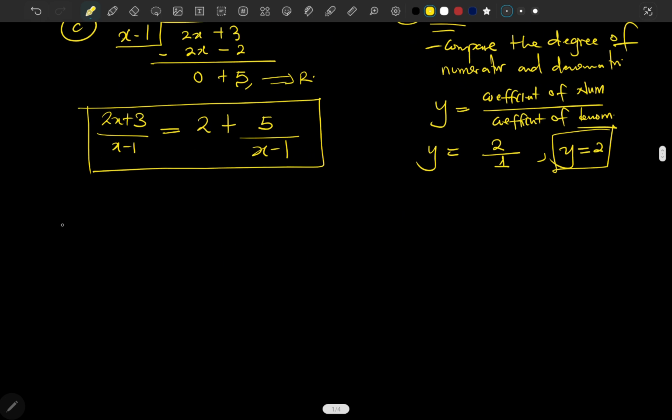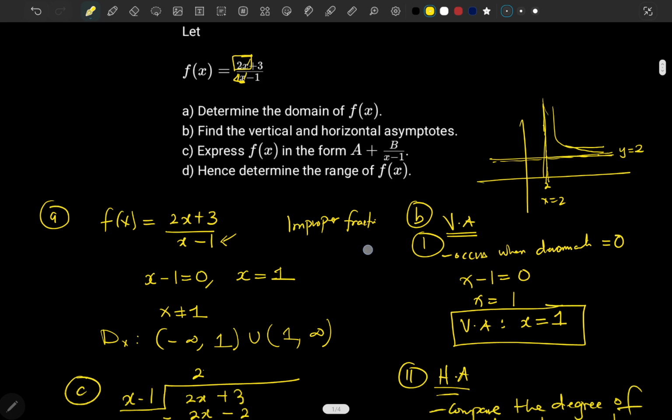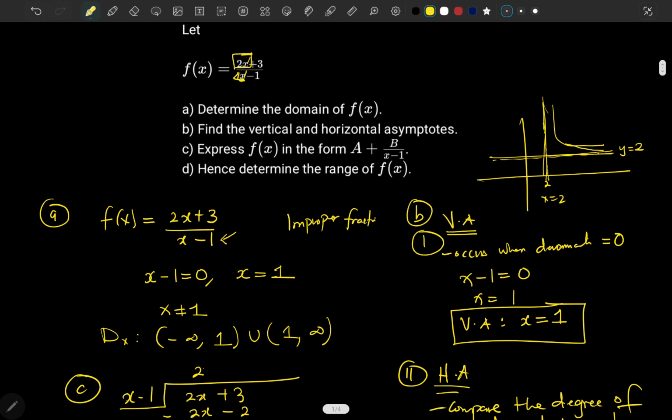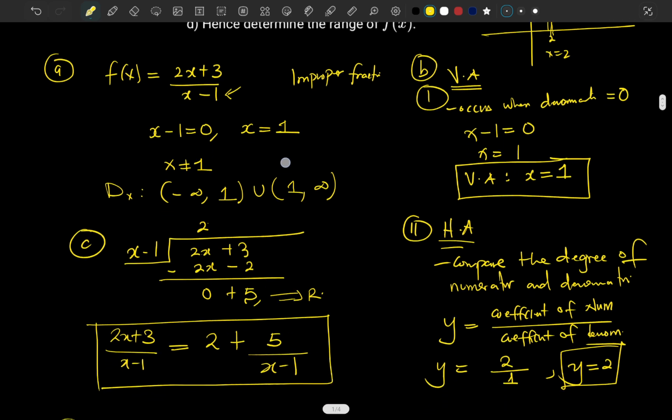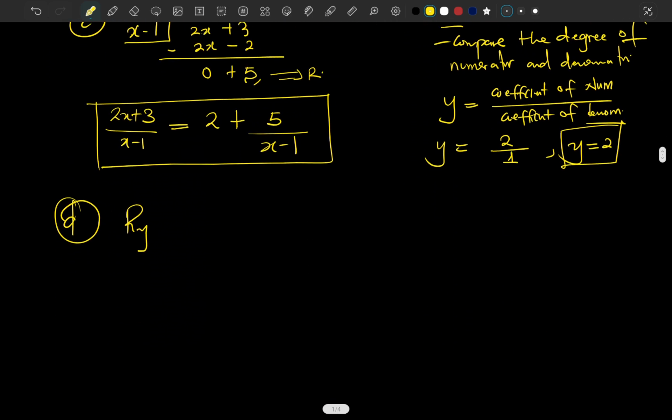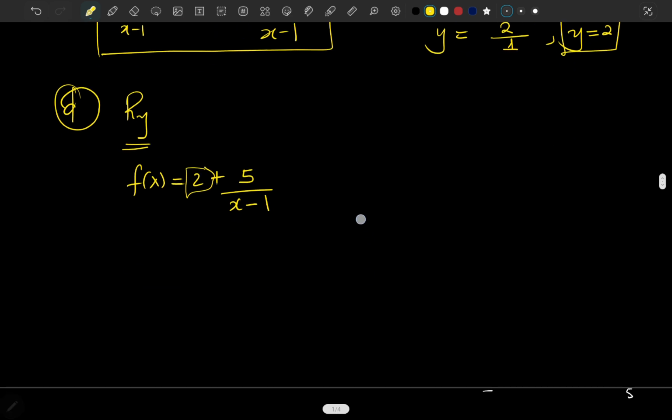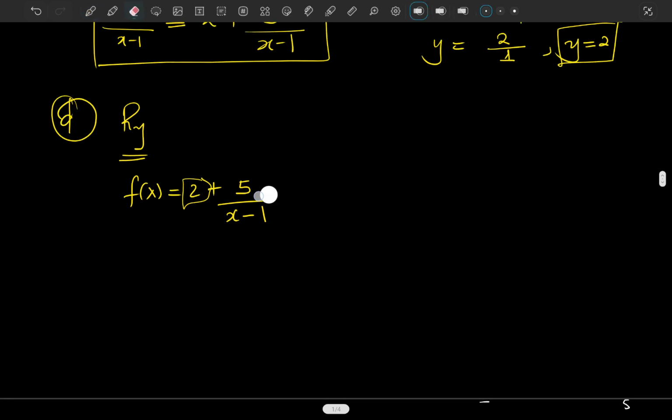All right, the next part is D. It's talking about the range. The range of what? f of x. Now, usually, for the range, we can use part C. We just got that. We just found that the function has been expressed in this form. So there are different ways. From here, I can just get this value and that becomes my range, meaning I start from there. But I want to do it a different way, which you are going to remember.